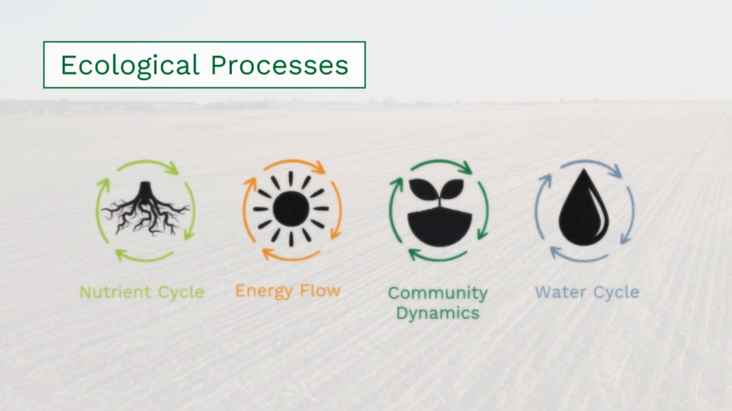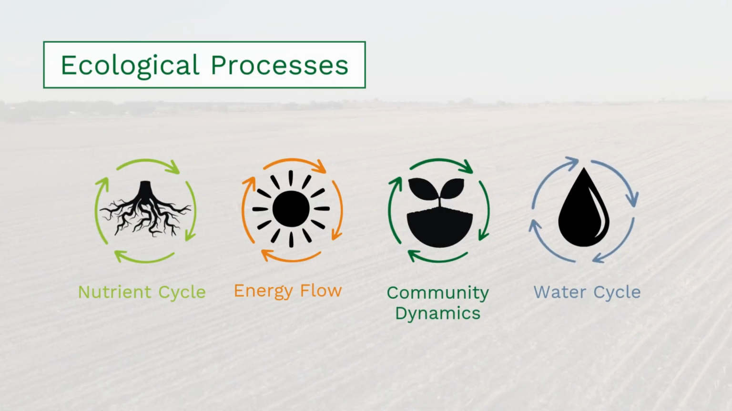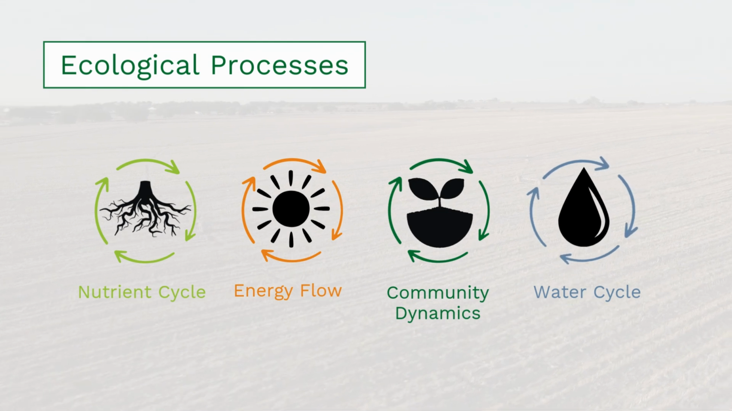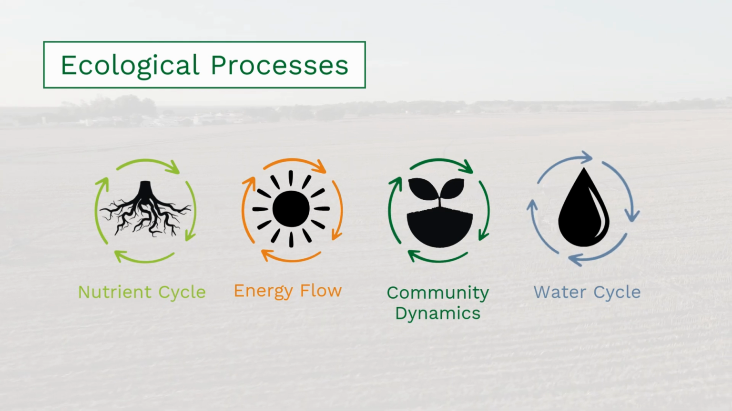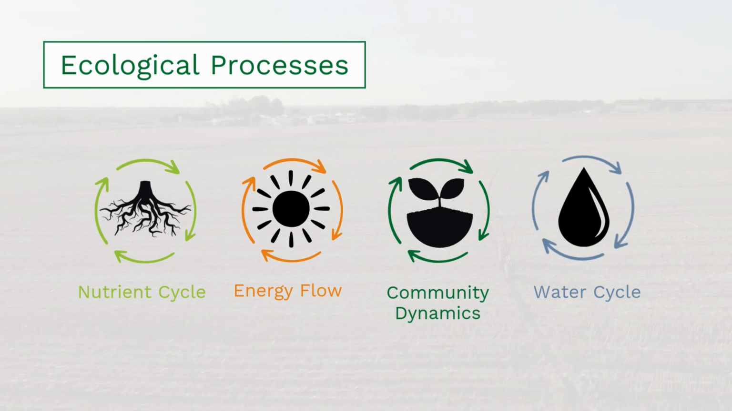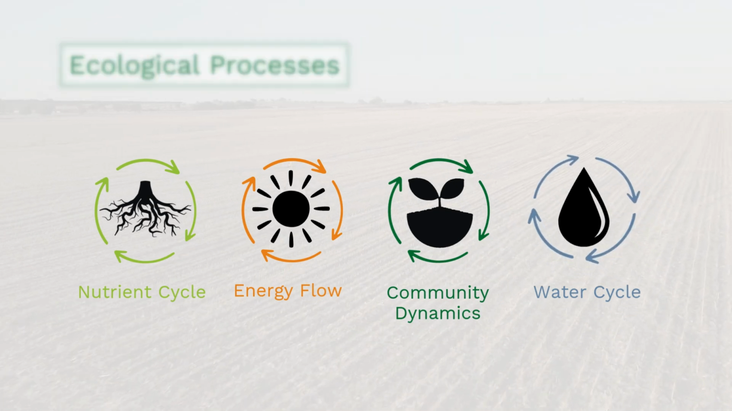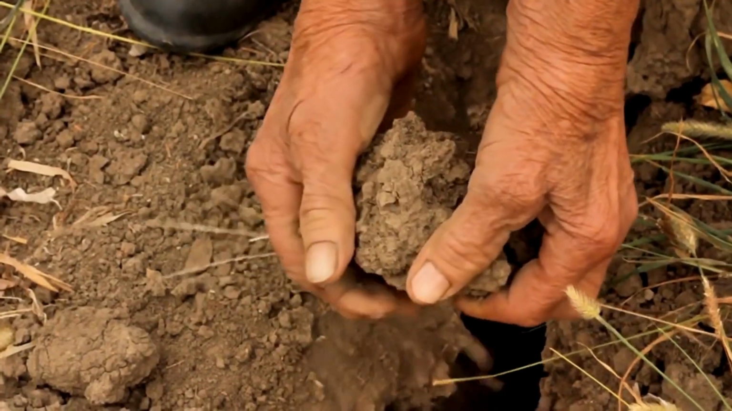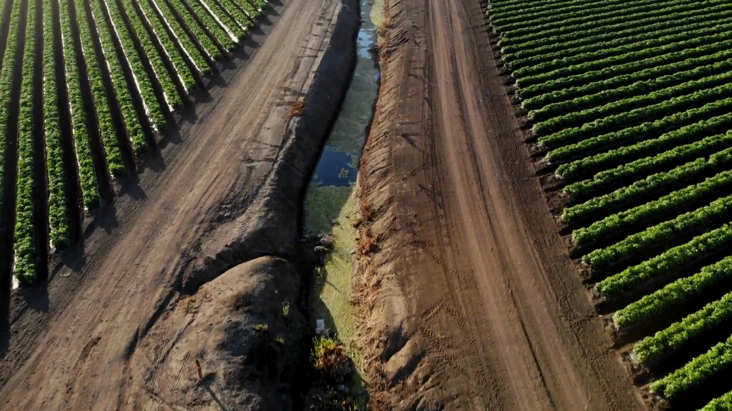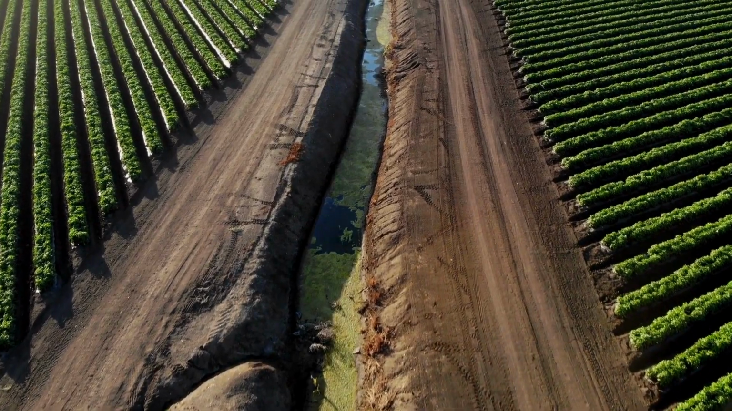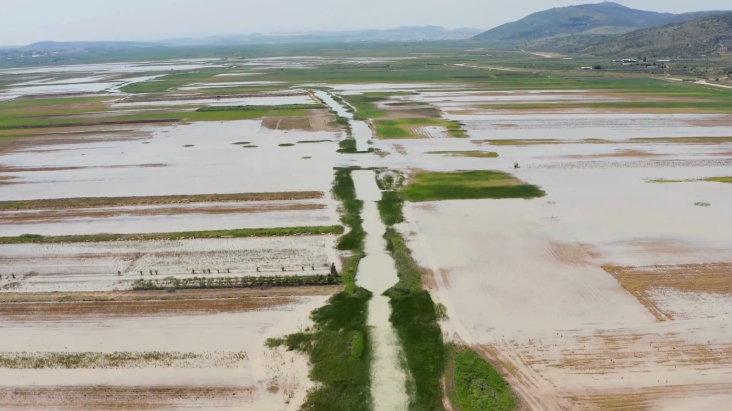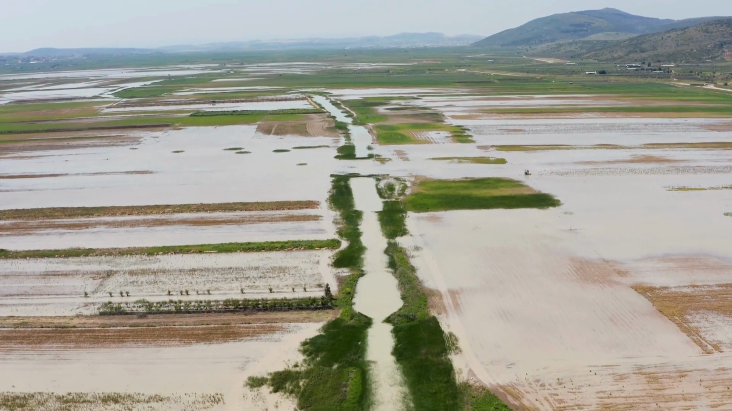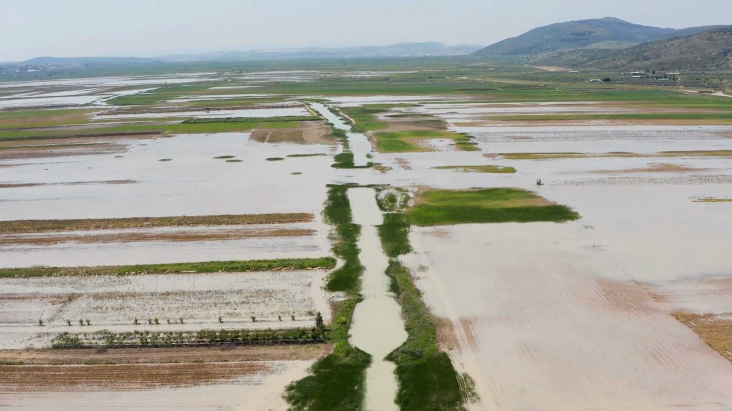The primary ecological process affected by soil compaction is the water cycle. However, the nutrient cycle, energy flow, and community dynamics are also negatively impacted by high levels of compaction. Soil compaction affects the water cycle by reducing infiltration, leading to runoff, erosion, and a lower effective precipitation. For example, less water available to your crops regardless of how much it rains.